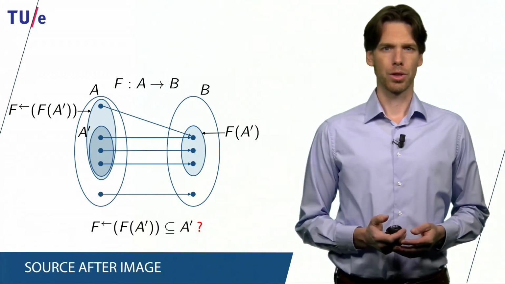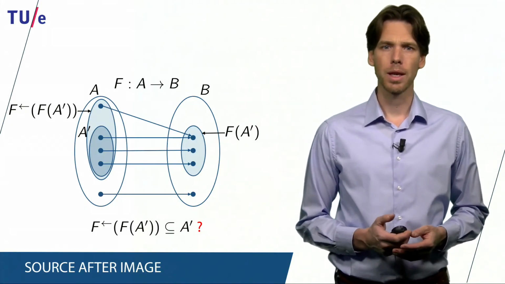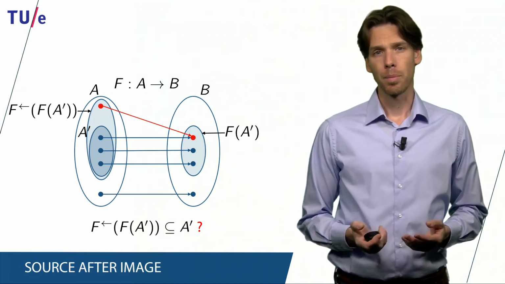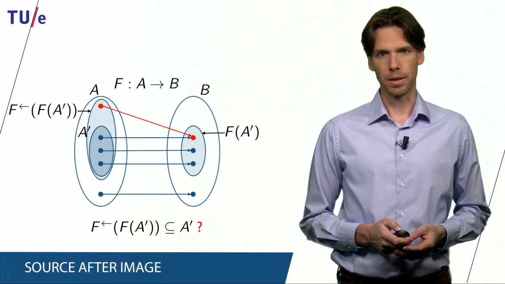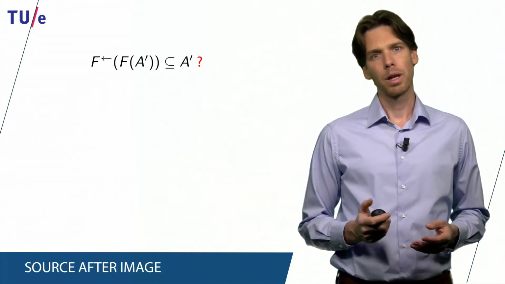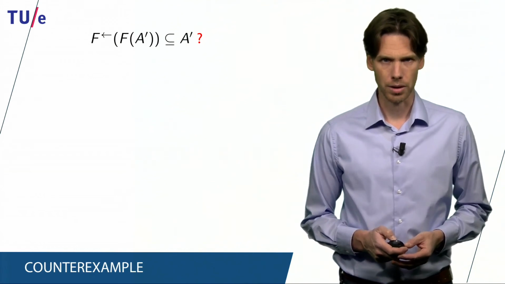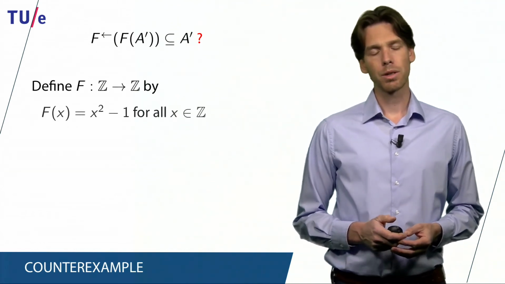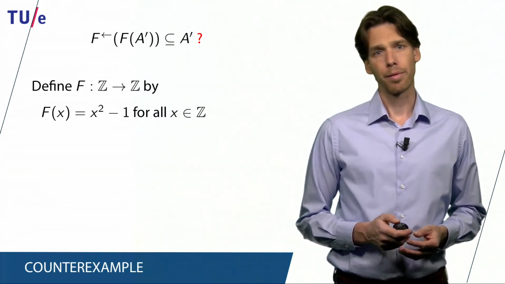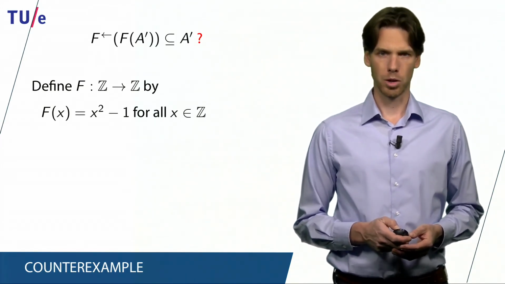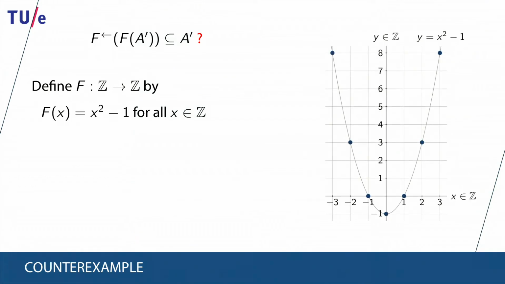But what about the converse? Is it also the case that the source of the image of A' under F is a subset of A'? The picture already suggests that this is not the case. But we can be only really sure that this is not the case when we have constructed a concrete counterexample. Let's consider again our old friend f as a mapping from integers to integers that does squaring and subtracting 1. Now take A' to be the set consisting of the integer 2.